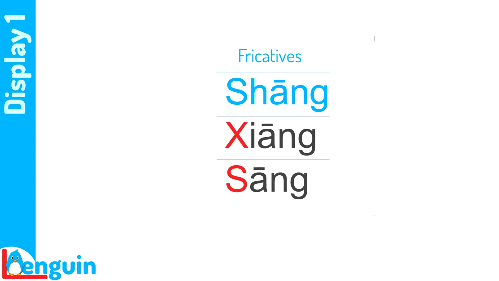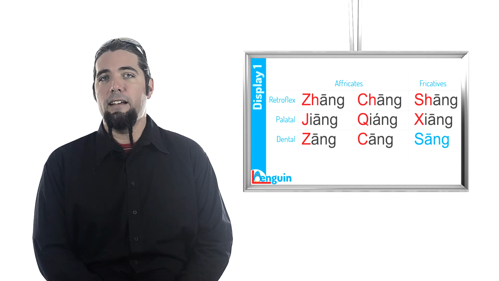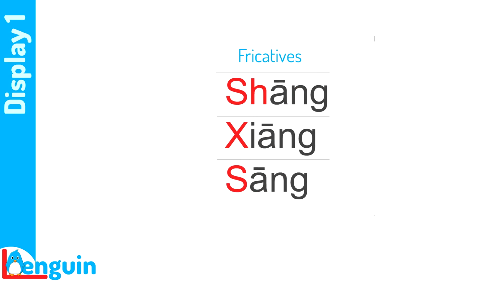The last name in the third column starts with an honest S. You may notice that Chinese S is slightly stronger than English S. Try repeating it.